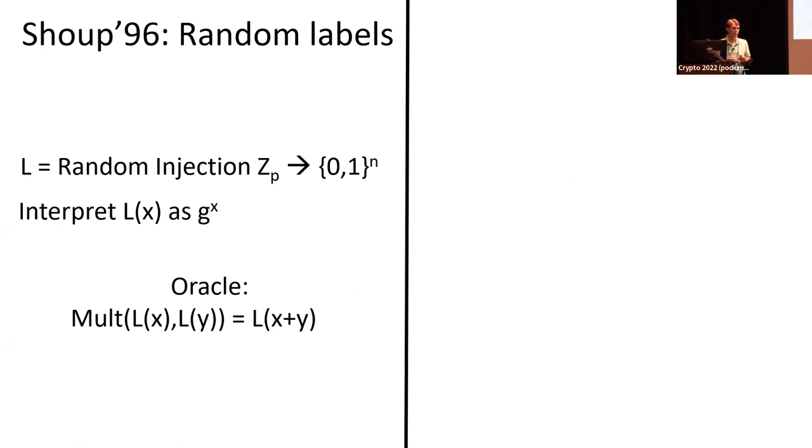So the first is going to be Shoup's model. And here, the generic group is modeled as a random injection. You choose a random injection from Z_p into bit strings, where p is the order of the group. We interpret this injection L as the elements of the group. So L(x) is g^x, where g is some fixed generator of the group. Everyone is given access to this oracle L. Additionally, you're given access to a multiplication oracle where you take as input two labels for group elements, and it outputs the label for the sum. Because the label of x is g^x, summing x and y is really multiplying the group elements together.